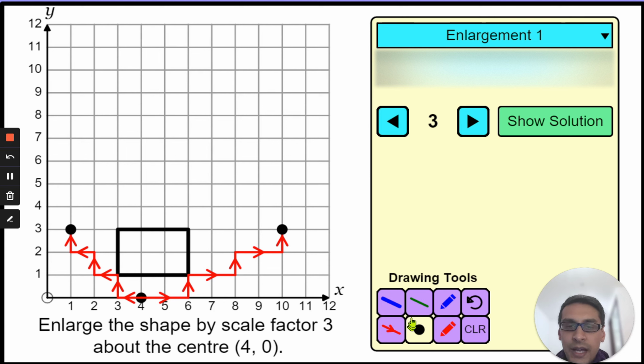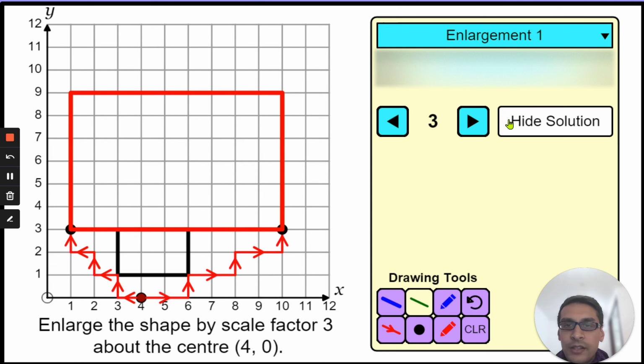And then from that, we're good to sketch out the rest of the shape. Well, if this height is 2, the scale factor 3 means this height is going to be 6. And then you can fill out the rest and you've got your rectangle.